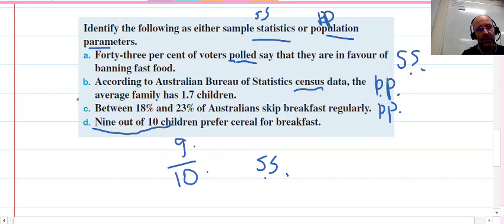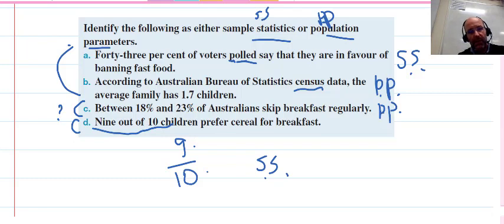Some of them are a little bit harder to see. The first two are quite easy, that one reasonably easy, but C and D, you have to read into it a little bit there. But the first two are quite easy. So that's a bit of a difference between population parameter and sample statistic.